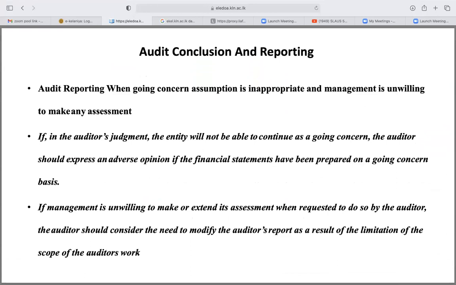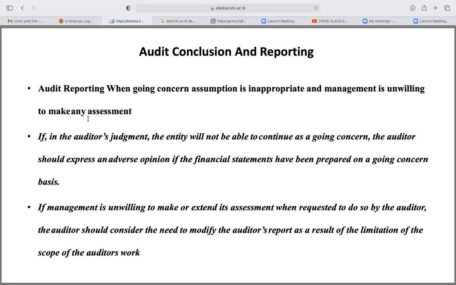And then audit reporting when the going concern assumption is inappropriate and management is unwilling to make any assessment. If in the auditor's judgment, the entity will not be able to continue as a going concern, the auditor should express an adverse opinion if the financial statements have been prepared on a going concern basis. If the management is unwilling to make or extend its assessment when requested to do so by the auditor, the auditor should consider the need to modify the audit report as a result of limitation of scope of the auditor's work.